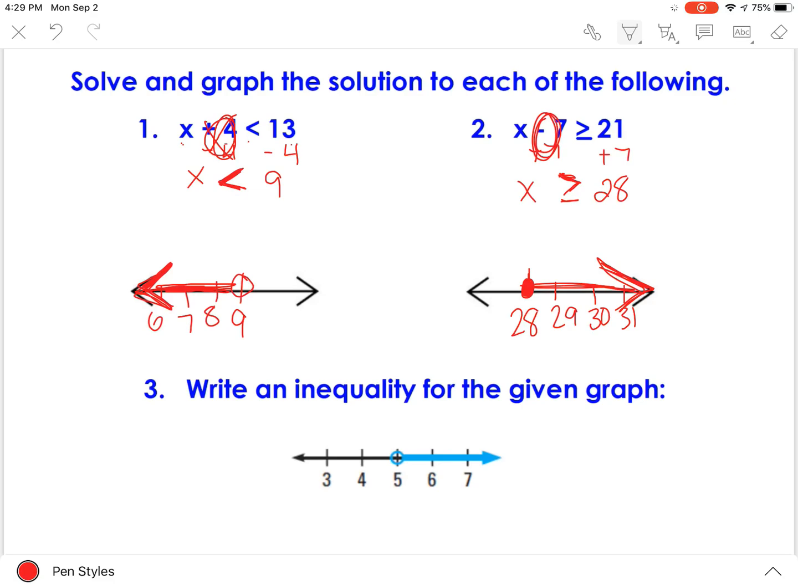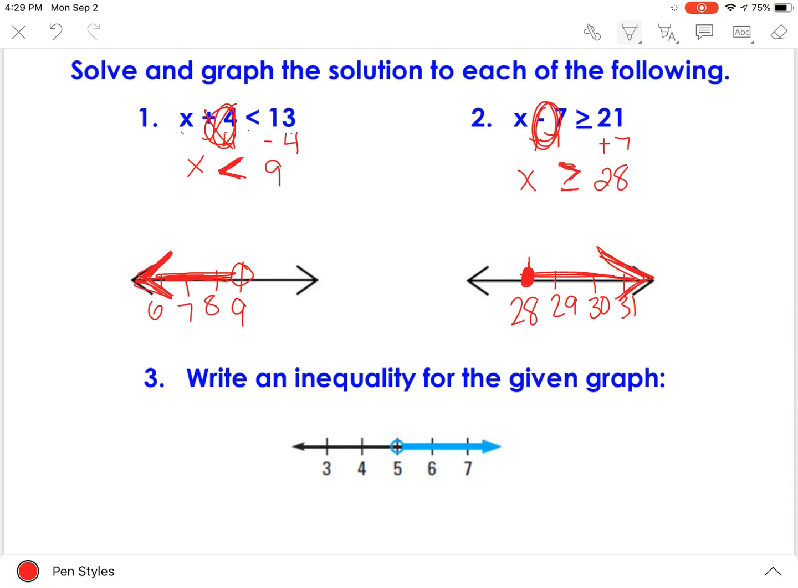Number 3, we want to write an inequality for the given graph. Well, our circle is on 5, so we know that we need an x in our inequality, and 5 is going to be in our inequality. Right? Whatever number your circle is on, that's the number that you use in your inequality as you are writing it. Since it's an open circle, we know that it's going to be strictly greater than or strictly less than.